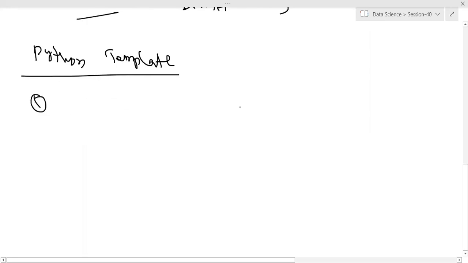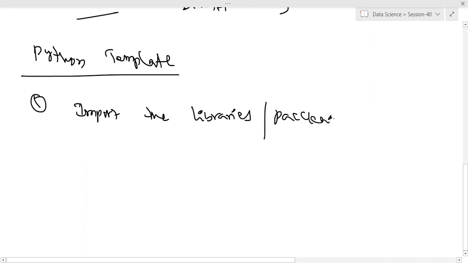Import the packages. Import the packages. Very good. Import the libraries or packages. Now tell me, friends, which are the common libraries we need, especially NumPy, Pandas, the way we have seen. But now we are using some sklearn aspects.